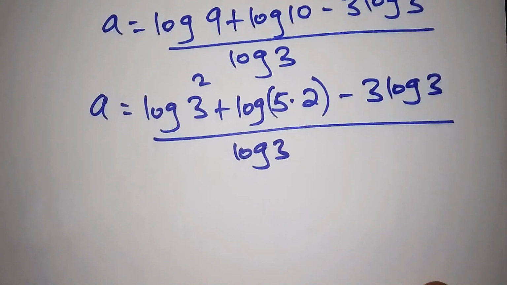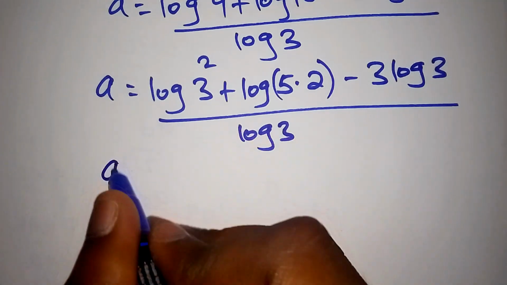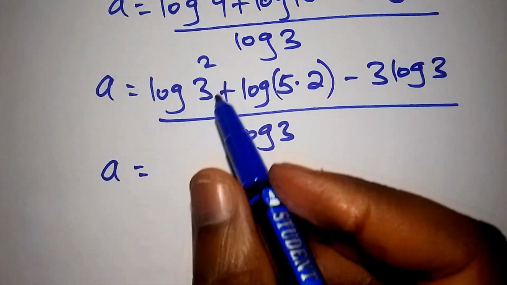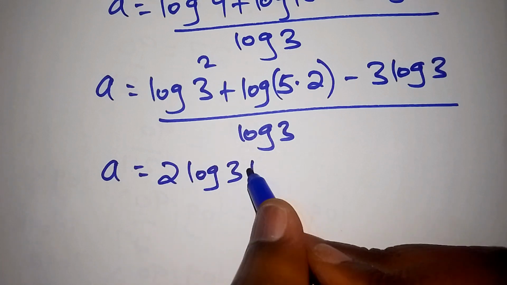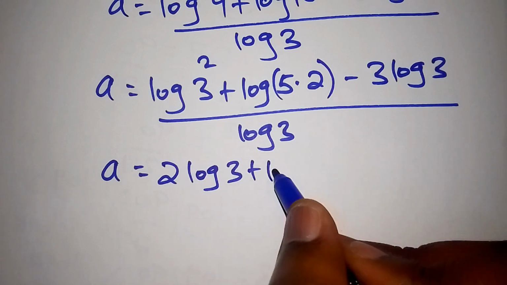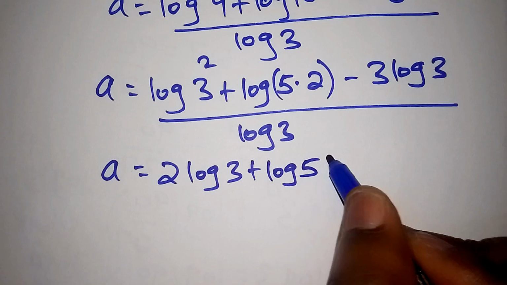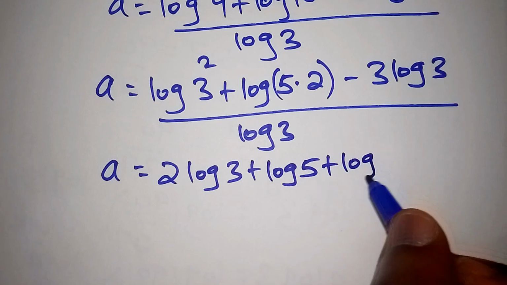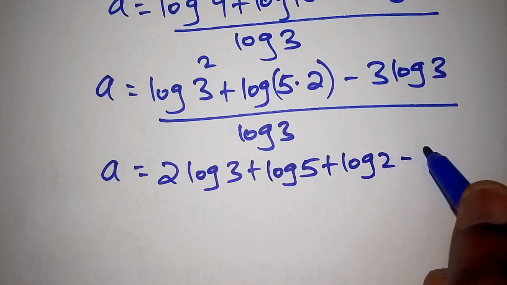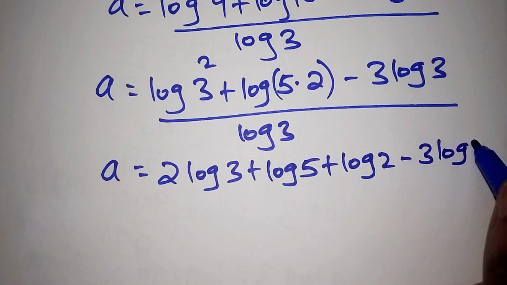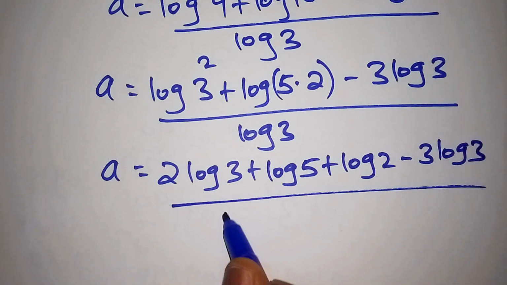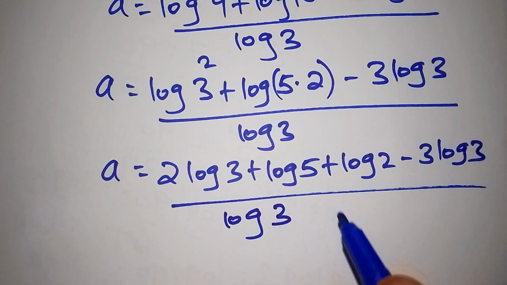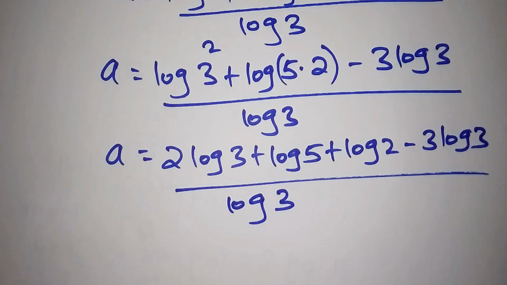So next, the value for a is equal to 2 log 3 (since log of 3 to the power of 2 can be written as 2 log 3), plus log 5 plus log 2, minus 3 log 3, all over log 3. So now we shall divide everything by log 3.